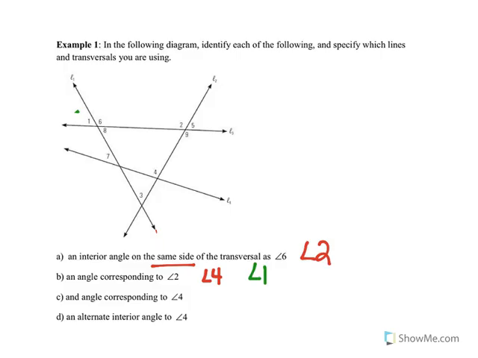Okay, we want a corresponding angle to angle 4. So we already did that one. We know that angle 4 is equal to angle 2. But we're also going to check to make sure there's not any more. So if I look at this transversal with this line and this line, this is in the same position as angle 7. So there are 2 answers there. And lastly, we want an alternate interior angle to angle 4. So we're going to look like this and this is alternate interior to 9.